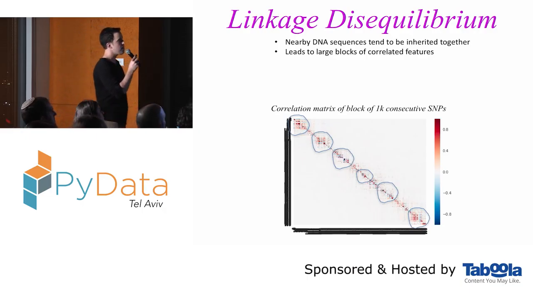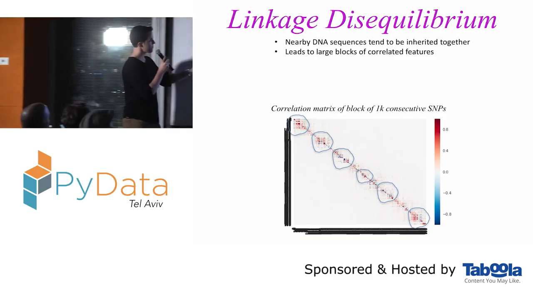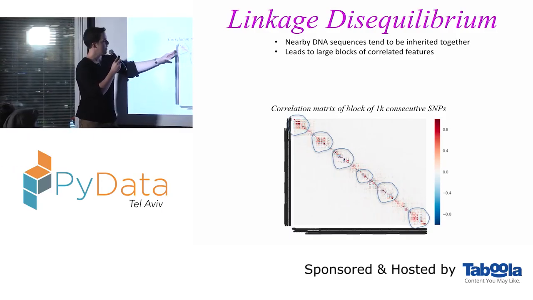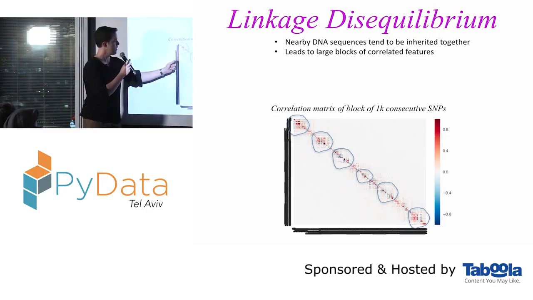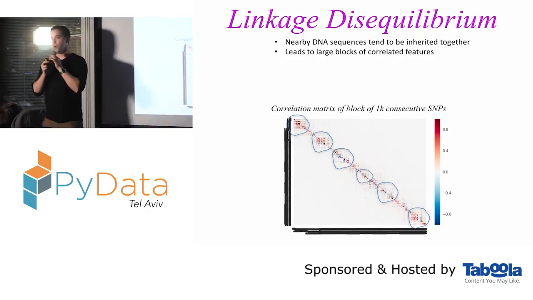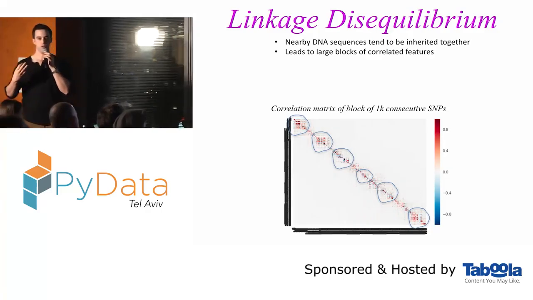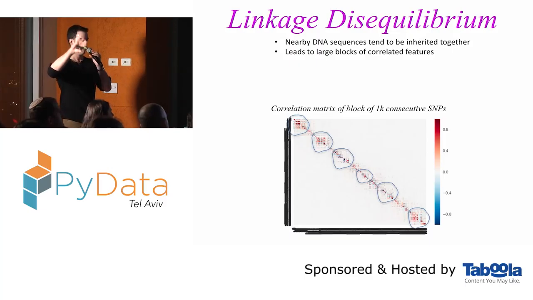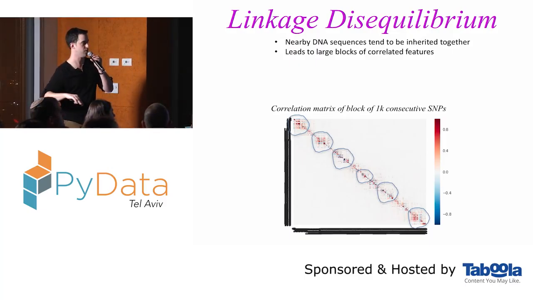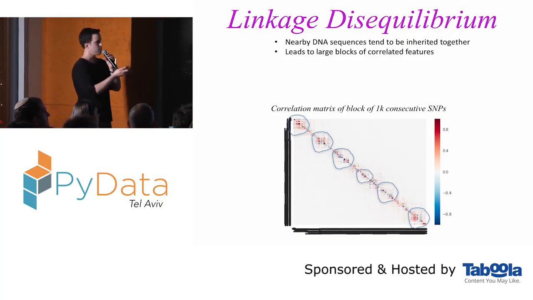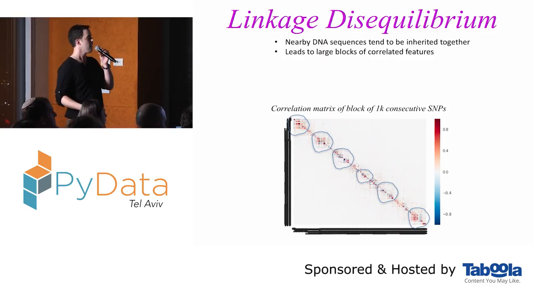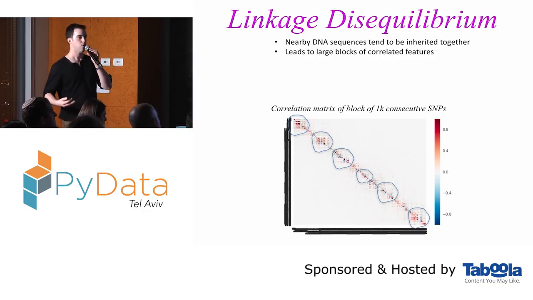So what happens is that you have these blocks. For example, you have this square in the correlation matrix, and then a sharp fall, and then a new square. Essentially, you have blocks of SNPs that are in high correlation, and then boom, a new block of SNPs that are in high correlation. This is probably not the best example, since the population for this is relatively heterogeneous, but for a more homogeneous population, this would look much more like actual blocks.